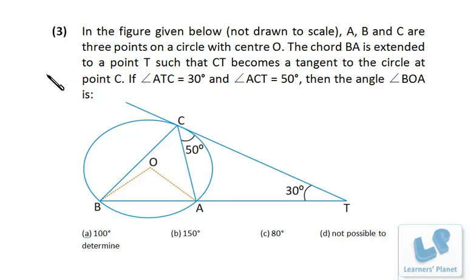Now let's see this problem. In the figure given below, A, B, C are 3 points on a circle with center O. The chord BA is extended to a point T such that CT becomes tangent to the circle at point C. Angle ATC is 30 degrees. Angle ACT is 50 degrees. Then the angle BOA is what we have to find out.